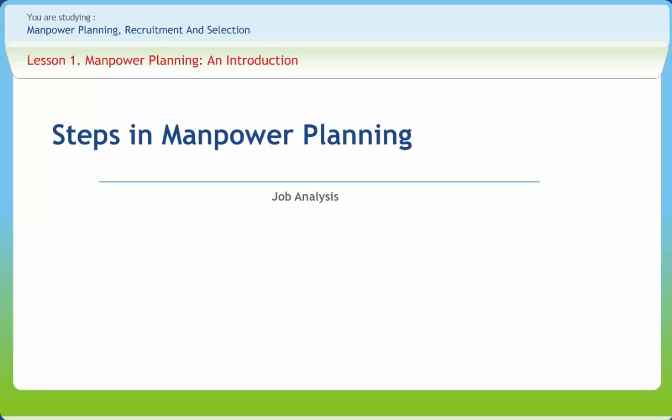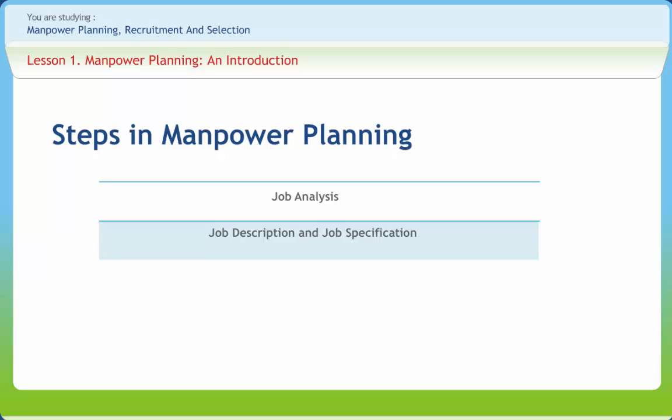After the job analysis process is over, job description and job specification are developed before going into the successive steps of HRP. Job description is recording of duties, responsibilities, and conditions needed for satisfactory performance of a particular job. Both the terms job description and job specification are used interchangeably.